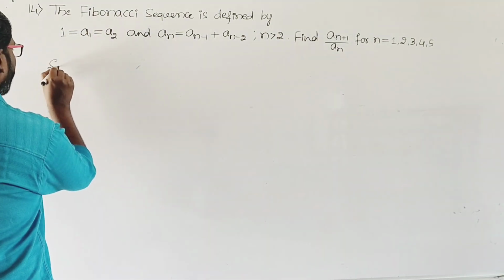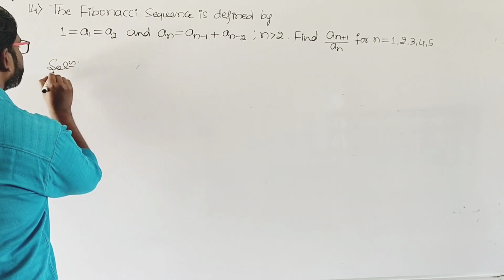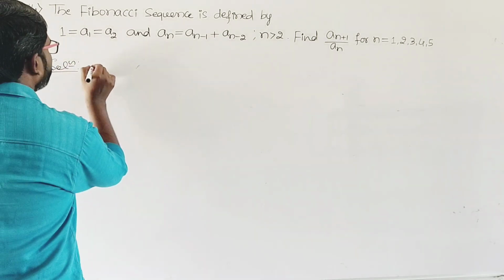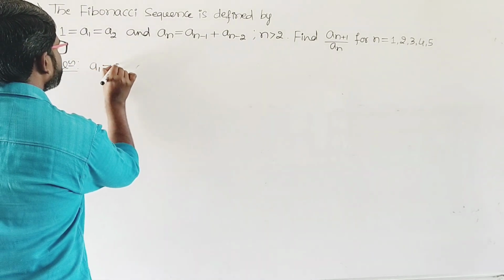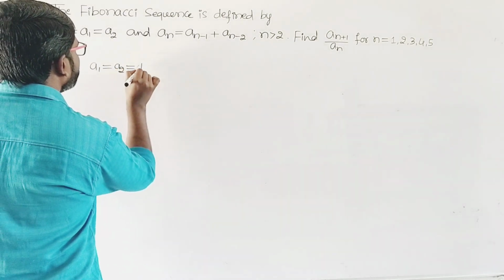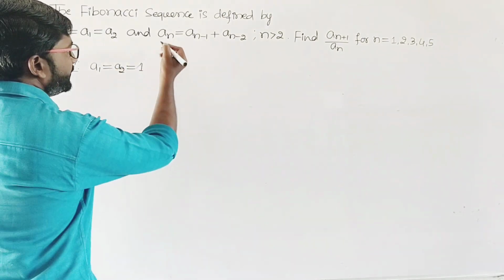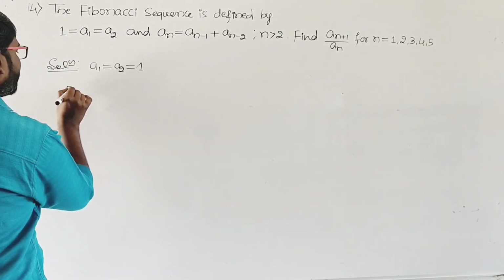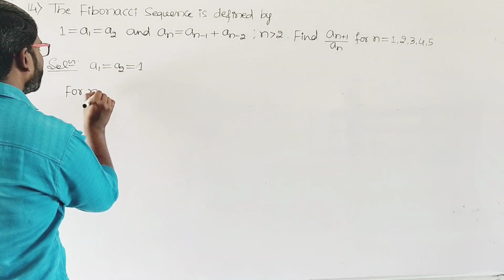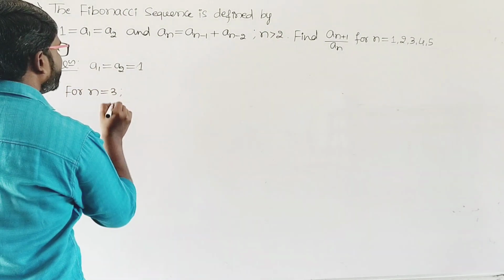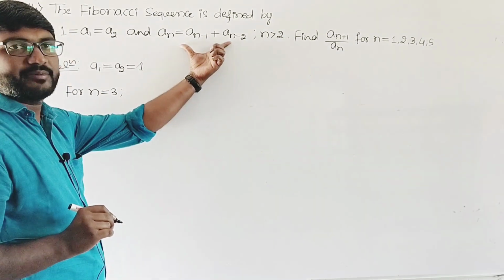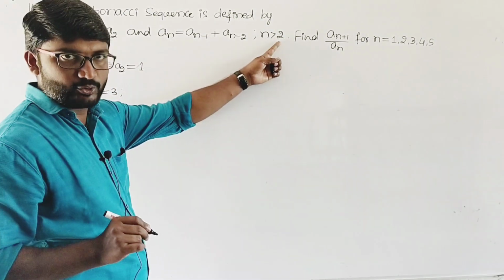So here, now he has given a1 is equal to a2, and this is equal to 1. Now we have to go for n equal to 3. Substitute in this, what do we get? Because n has to be greater than 2.